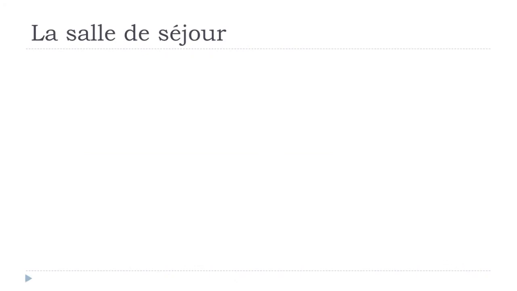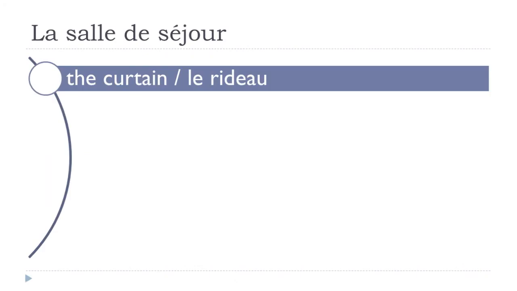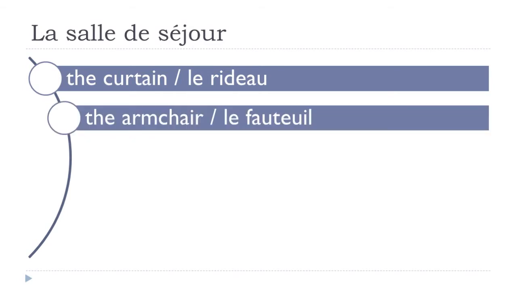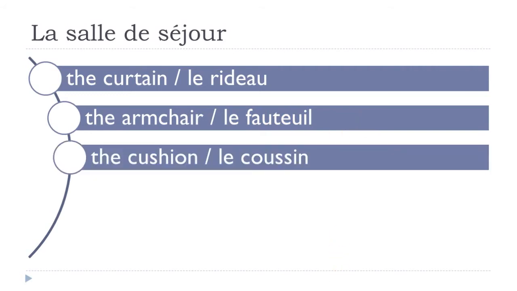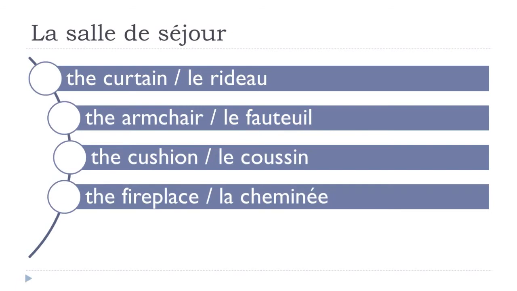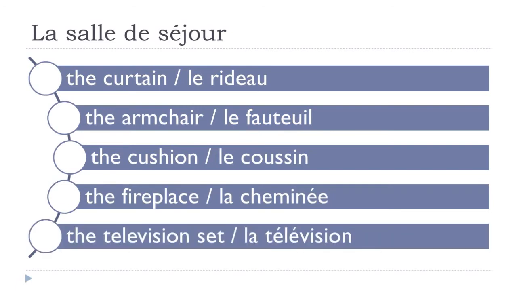La salle de séjour. So let's start now. Le rideau. Le fauteuil. So remember, it's a bit tricky, this word. Fauteuil, le fauteuil. Le coussin. La cheminée. La télévision. Okay, one more time. Le rideau, le fauteuil, le coussin, la cheminée, la télévision.